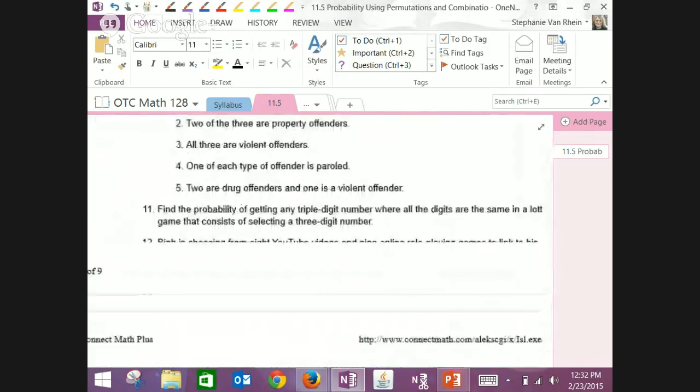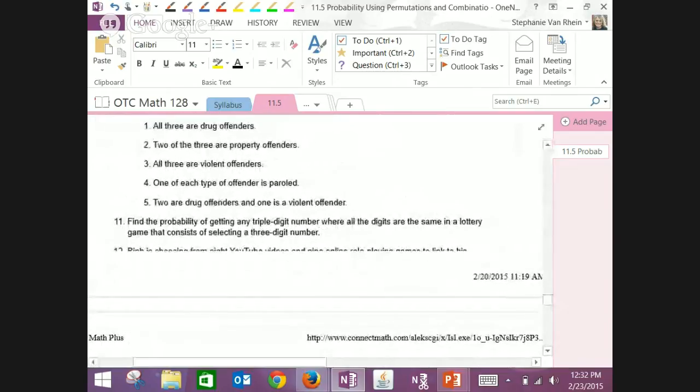Looks like 11. Find the probability of getting a triple digit number where all the digits are the same in a lottery game that consists of selecting a 3-digit number. So you're picking a 3-digit number and you want to know the probability that all 3 are the same digit, like 111, 222, 333, 444. So you have to have how many 3-digit numbers are there possible?